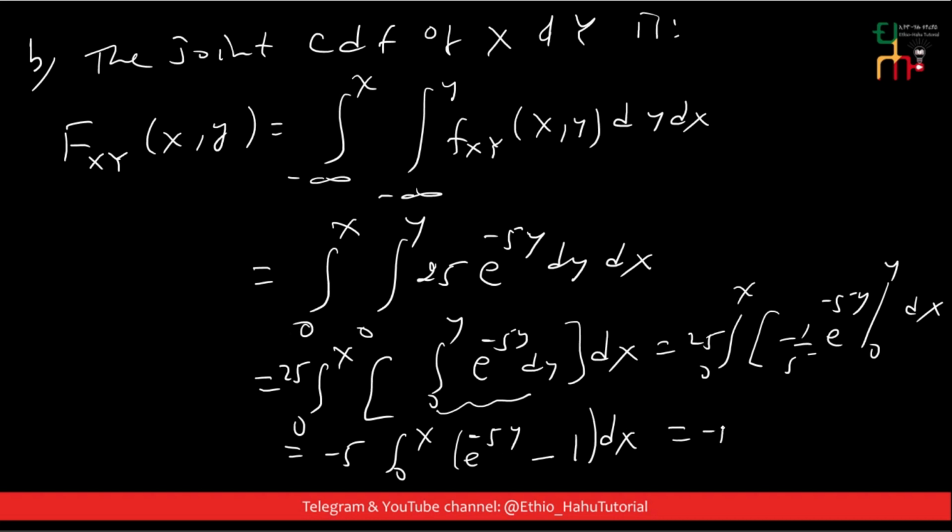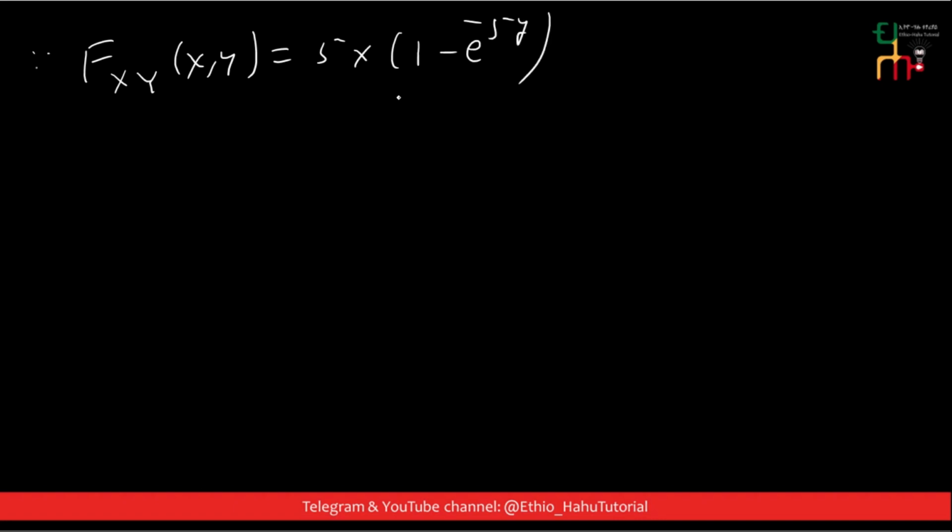If I integrate this with respect to x, what do I get? Minus 5 times e to the power of minus 5y minus 1 stays as is, because it is independent of x. The integral of dx from 0 to x is x. Taking the negative inside, we get 1 minus e to the power of minus 5y times 5x. Therefore the joint CDF is 5x times 1 minus e to the power of minus 5y.